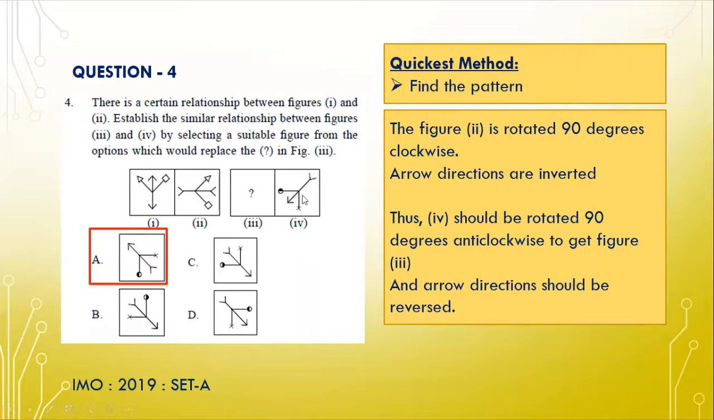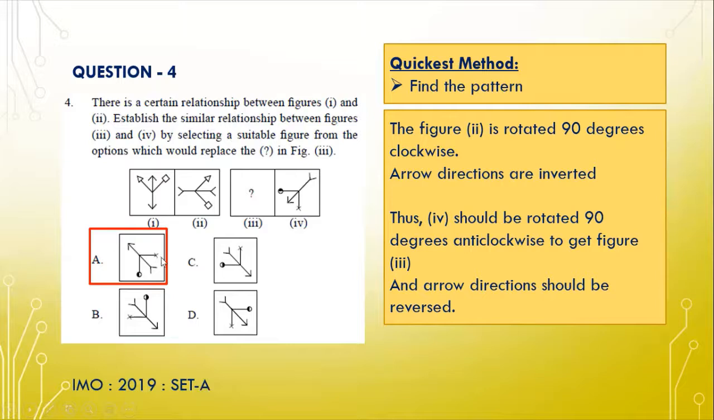Similarly, to get 3, we have to rotate this 90 degrees anti-clockwise, isn't it? When we rotate 90 degrees anti-clockwise, this line will become a line like this. The direction of arrows will change. So if the arrow is pointing inwards, it will now start pointing outwards. Similarly, if this arrow was pointing outwards, it will now start pointing inwards. And this thing will come here because it is rotated 90 degrees anti-clockwise. Similarly, this thing will go here.